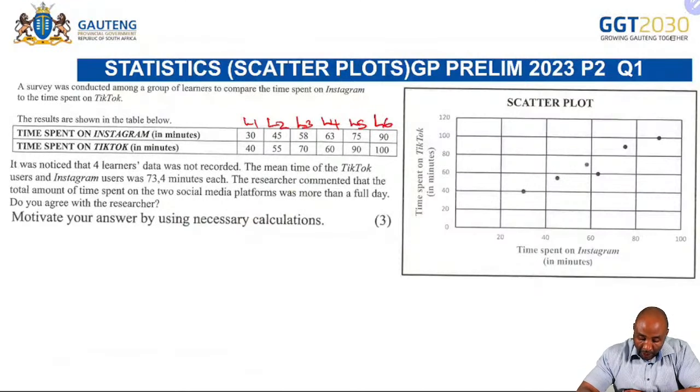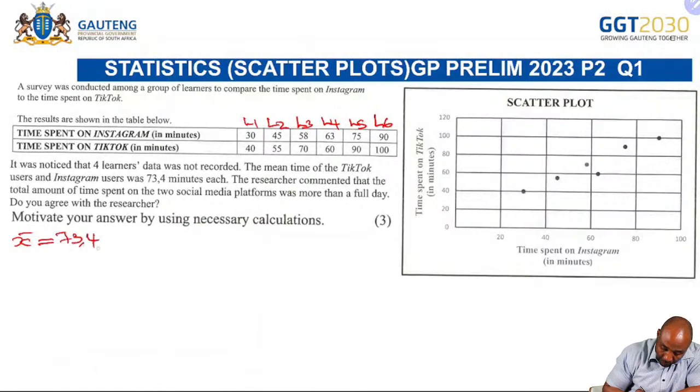So it means there are 4 more learners, which means the total number of learners that we are dealing with here is going to be 10. And it's no longer going to be 6 learners. Now, it was discovered that the mean time spent on TikTok and Instagram users was 73.4 minutes each. So it means our X bar is going to be 73.4 minutes. Our Y bar is also going to be 73.4 minutes.